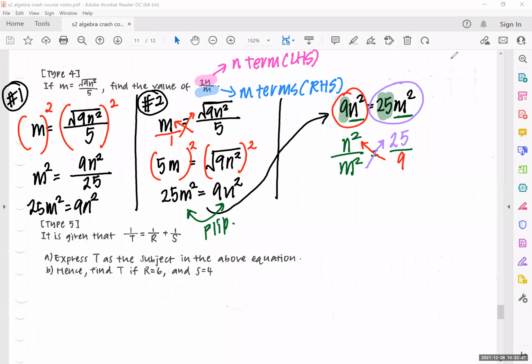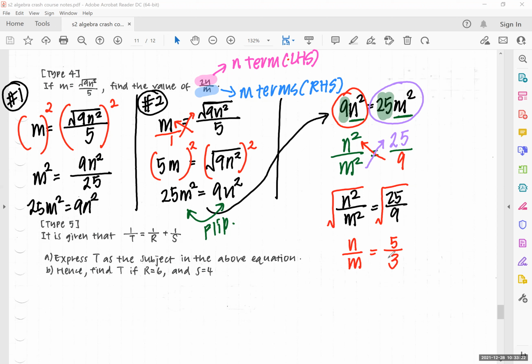Okay. So let's neaten this up because there are a lot of arrows, very messy. So I have n square over m square is equal to 25 over 9, right? So can you see that n square and m square technically can be square rooted? So when I square root, I'll just get n over m is equal to, what is square root 25 over 9? 5. Very good, 5 over 3.